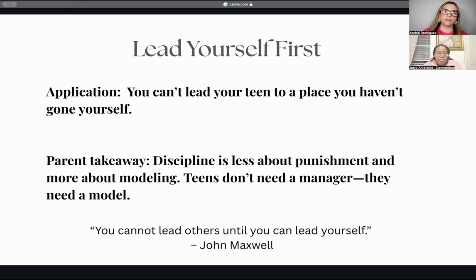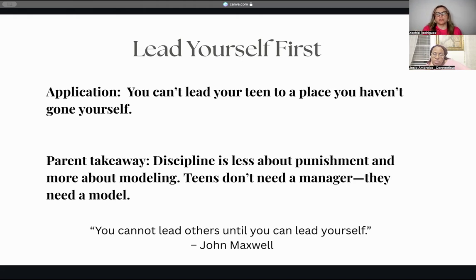And the parent takeaway for this topic, I have 3 points. The first one is lead yourself first. The takeaway for this: discipline is less about punishment. A lot of us want to punish, but it's more about modeling. Especially at this age, we put all the rules, we set all the boundaries, we tell them exactly what we want them to do, and then we get the rolling eyes, the slamming doors, the attitude, and we get upset because they're not following through.